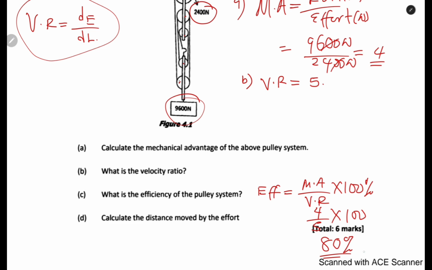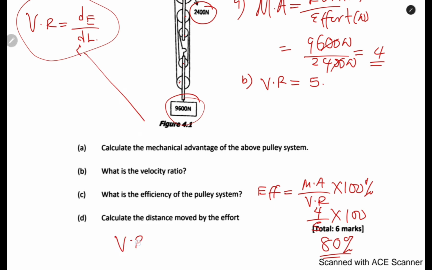At this point, you might need to know why the efficiency of a machine is never 100%. The reason is that most of the energy is wasted due to friction. So take note of that. Then calculate the distance moved by effort. To calculate the distance moved by effort, we are going to need the formula that has the distance moved by effort.